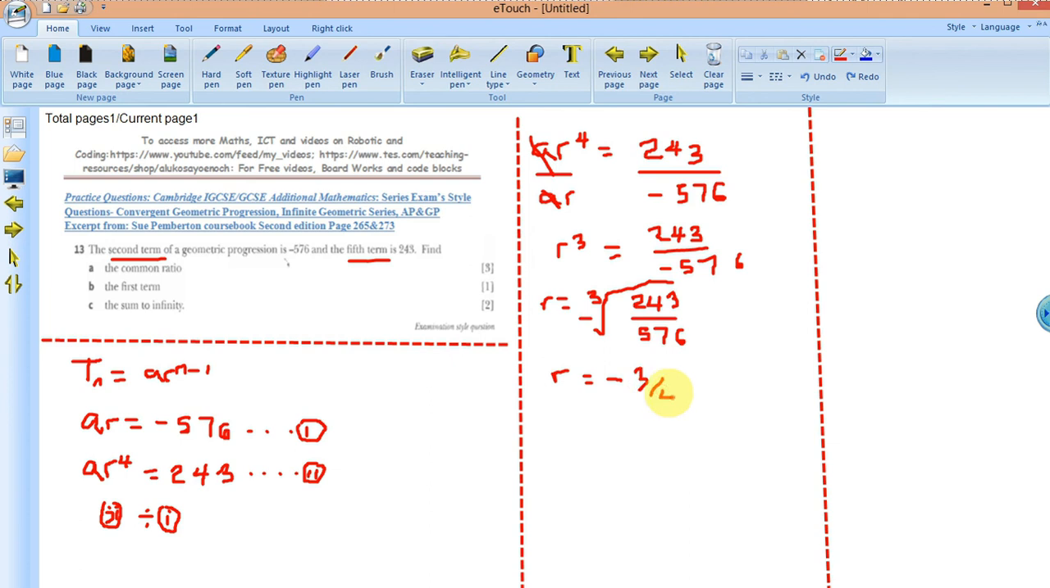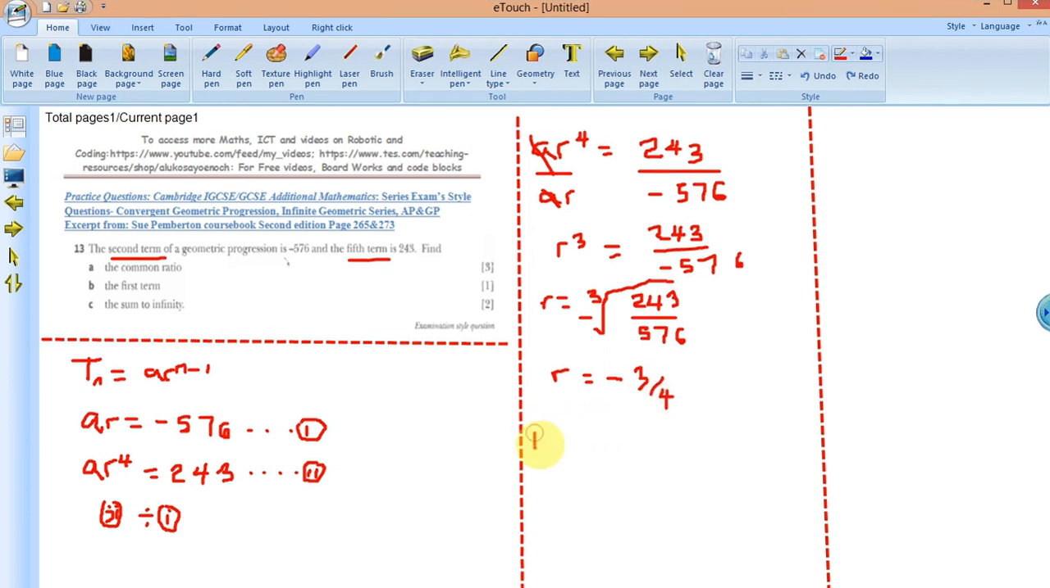So we are good with the first solution. Now the b part. The first term, that is A. To find the first term, I think I will go with the first equation. From AR equals minus 576, my first term A will be minus 576 divided by R. Minus 576 divided by R.